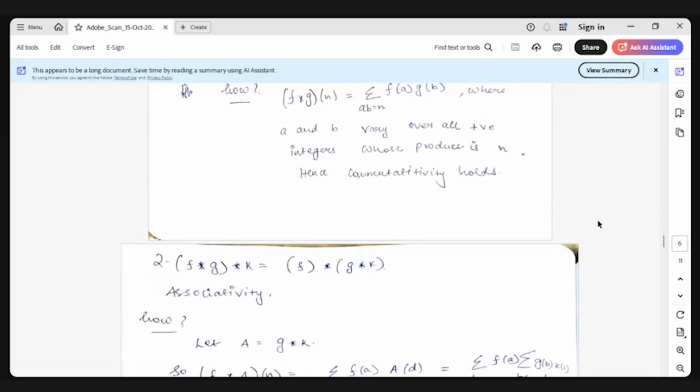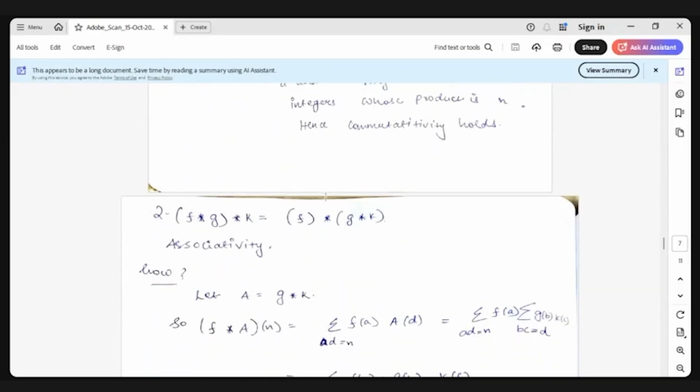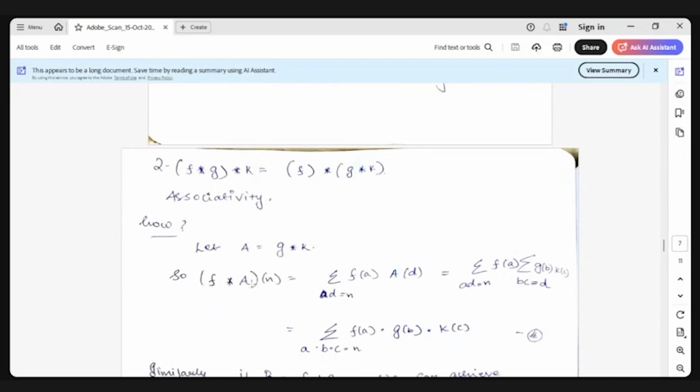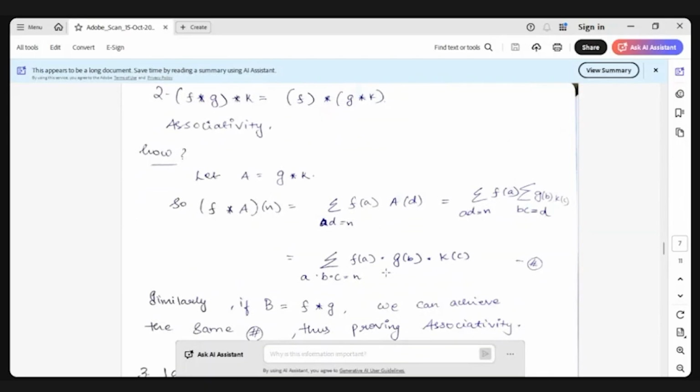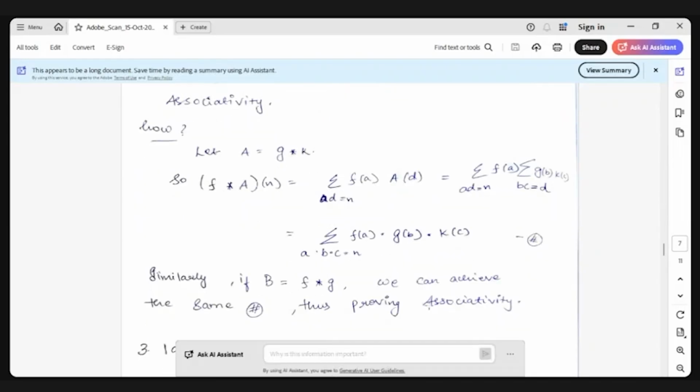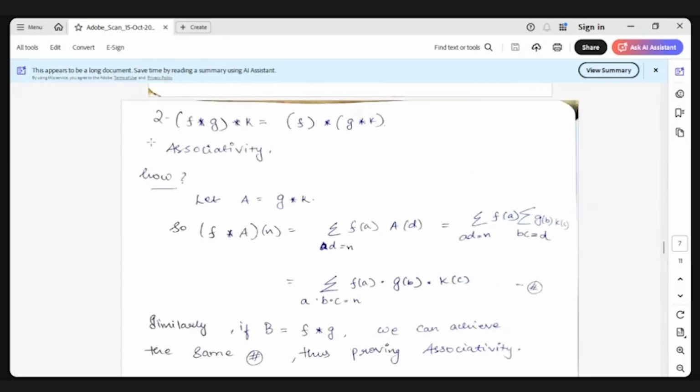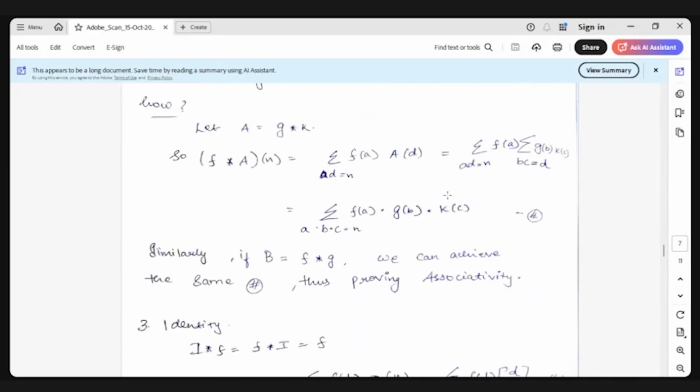Yeah. So f star g star k, associativity basically. f star g star k is nothing but f star g star k. So consider a as g star k and then do summation f of a of d. Then expand a in the inner summation, and now you'll get abc equal to n. From this, now shrink the f of a and g of b, then we will get our required f star of g star k. Right?